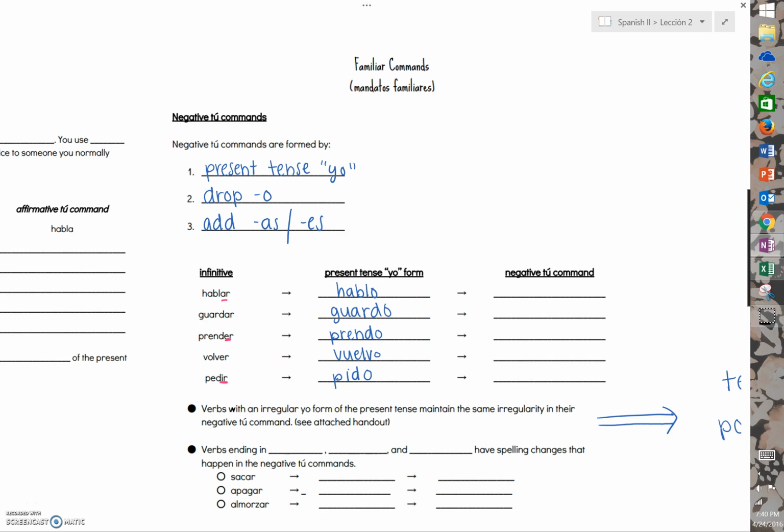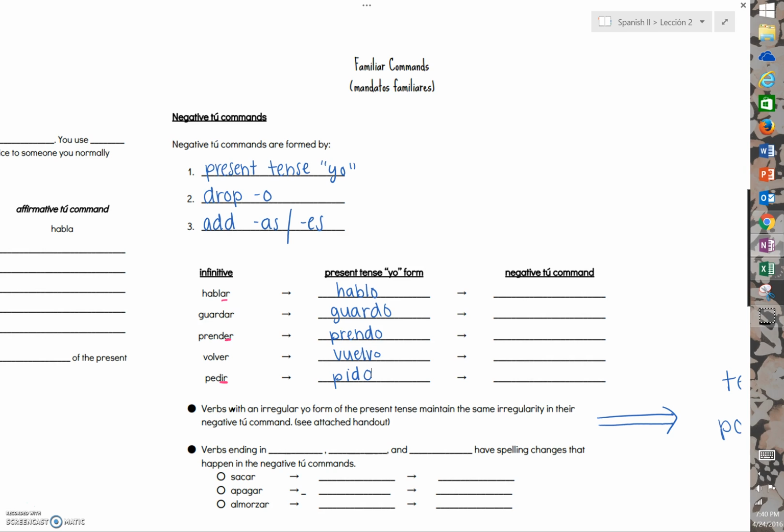By the end of this video, you should be able to conjugate verbs into the negative tú command form. Negative tú commands are used to tell someone not to do something. For example, don't dance, don't eat the worm, don't turn in your homework yet. Those are all examples of negative commands in English.